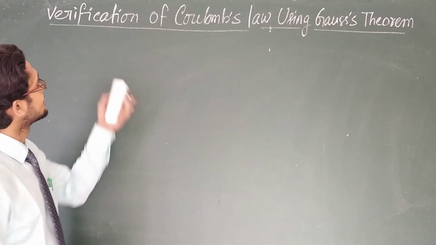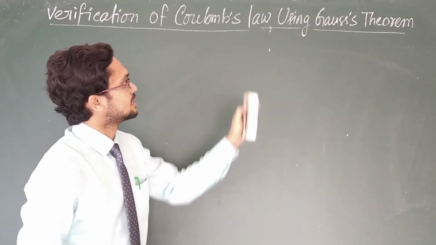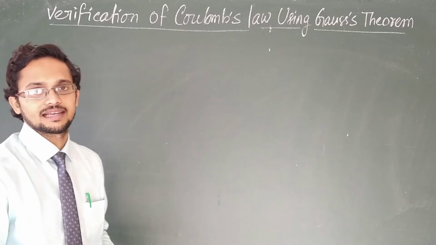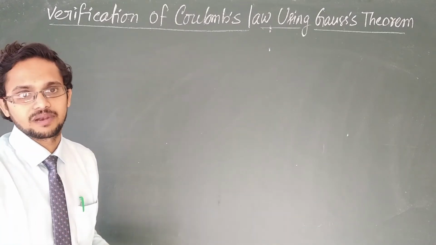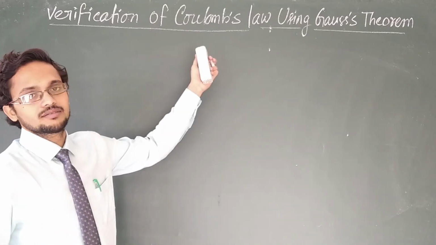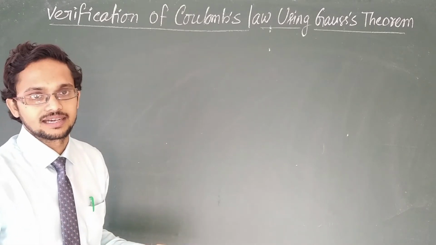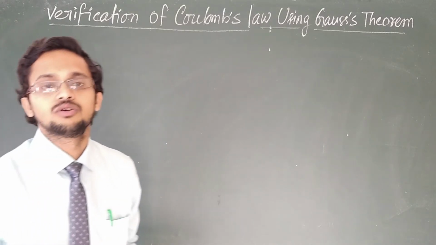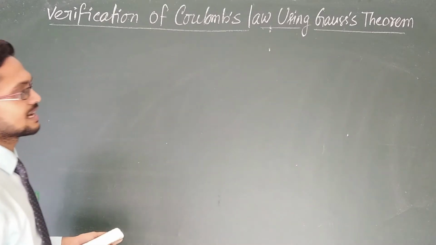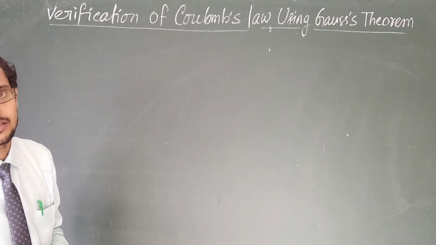Hello students, in this part we will do verification of Coulomb's law using Gauss theorem. We have learned about Gauss theorem and it tells about the total electric flux through any closed surface. Coulomb's law, we also know, is the force between two charges, 1 by 4 pi epsilon 0 q1 q2 by r square. And Gauss theorem tells that closed integral E dot ds equals q enclosed by epsilon 0.